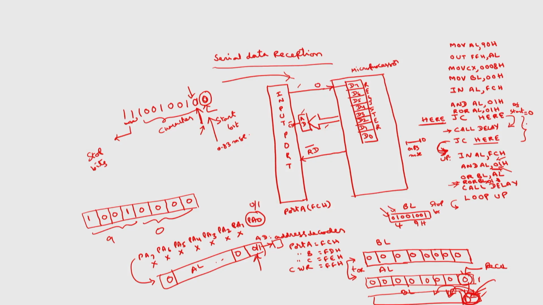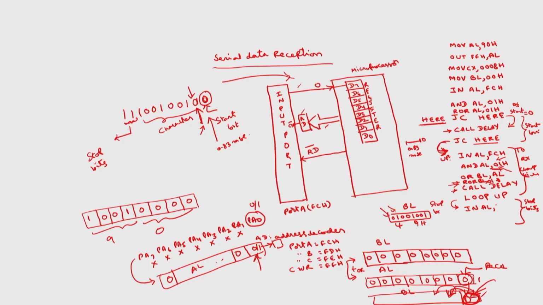This program is for checking the start bit, and from here to here to receive the character bits. Now, we have to write code for checking the stop bits, then only it is a valid character. So, again I will input in AL, because every time you are calling this 0.83 millisecond delay. After the 8th bit also there is a 0.83 millisecond delay, then I have to check with IN AL, port C FCH.